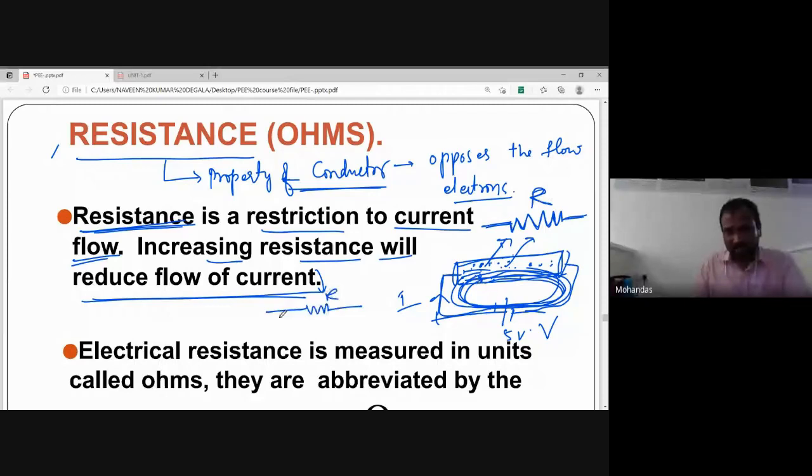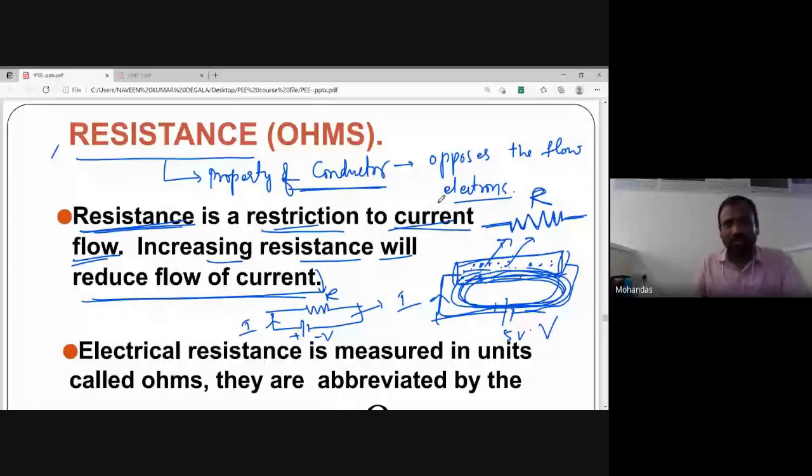So finally, the conductor property can be modeled as a resistance. This is a voltage V with plus and minus, and current I is flowing. This is known as an electrical circuit. So what do you mean by resistance here? It is a restriction or opposition to the current flow. Current is a flow of electrons.